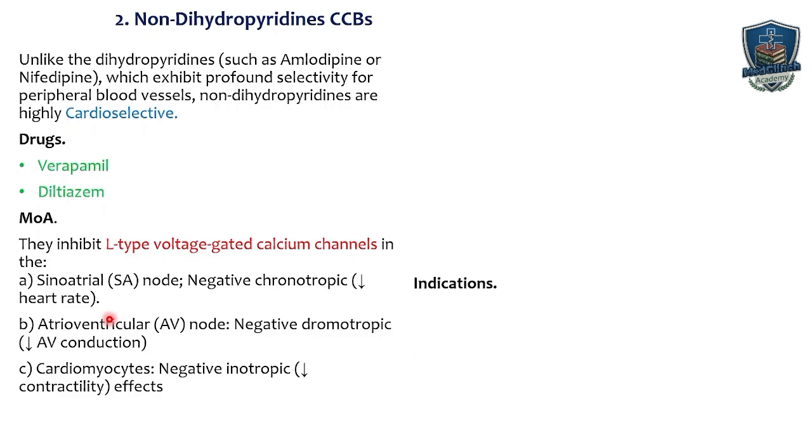They're very good drugs when it comes to arrhythmias. We all know that those with a negative chronotropic effect will decrease the heart rate, decrease the cardiac output, and decrease the blood pressure.